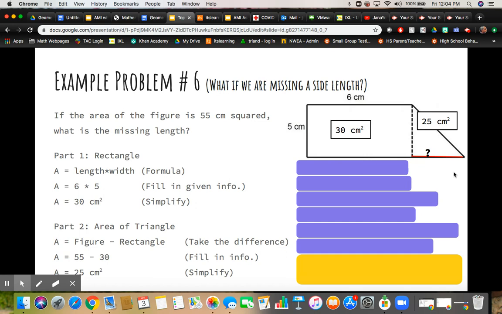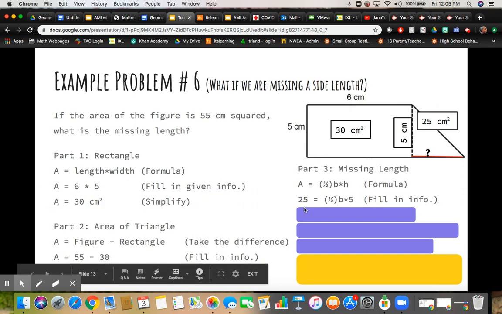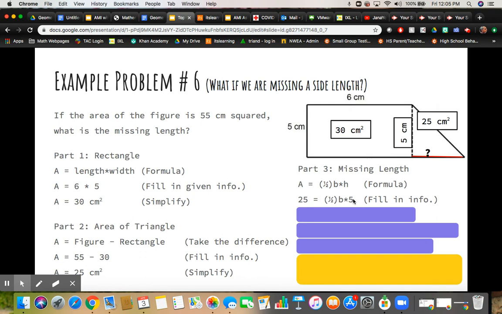And now let's try solving for the base. If the area formula for a triangle is half times base times height, then let's figure out what we know. My area we know is 25 centimeters squared. Then we have 1/2 times base. We do not know what the base is because that's the piece we're looking for. But our height we do know because of this rectangle. Since this side is 5, that must mean this side is also 5. So let's plug in the information that we have. We have 25 is equal to 1/2 times base times 5.